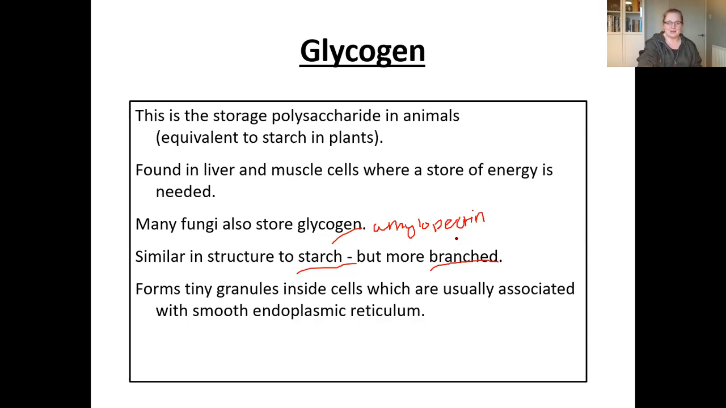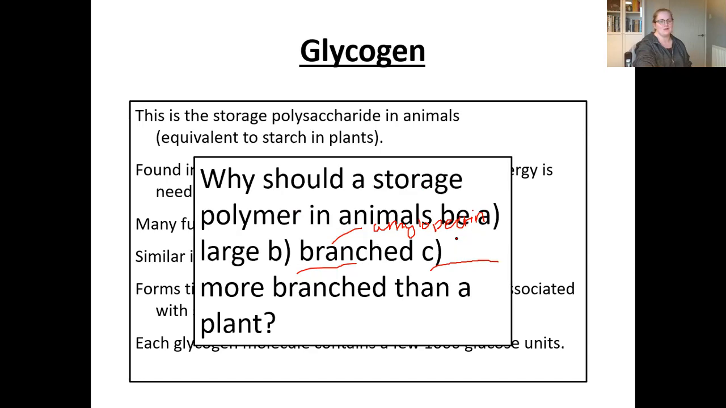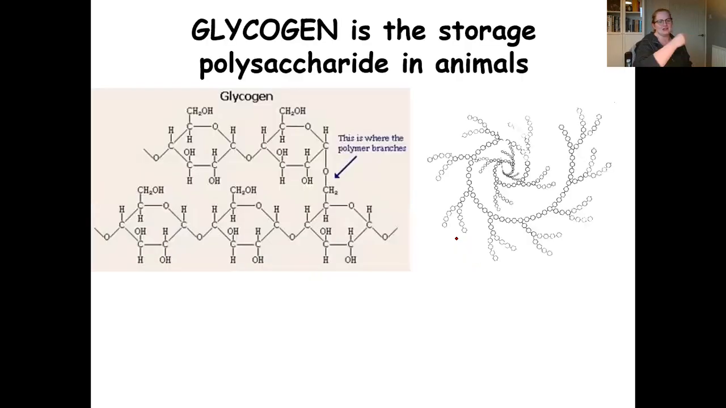And then finally, oh, no, sorry. Each glycogen molecule also contains a few thousand glucose units. So it's huge, but it's compact. So it's great. So this is glycogen, the storage polysaccharide in animals.